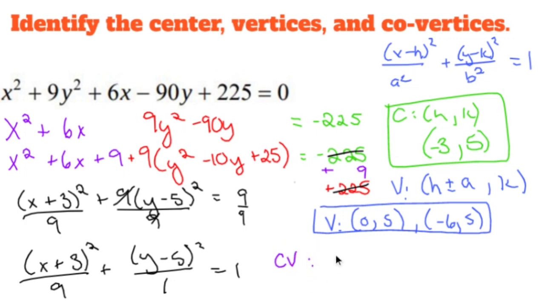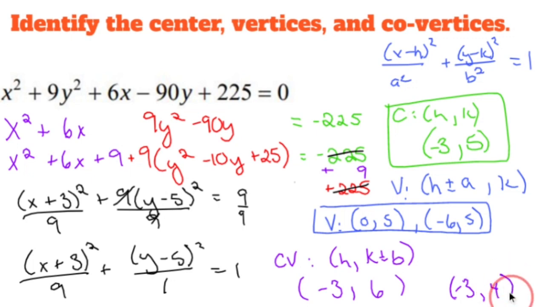My co-vertices are given by the formula (h, k plus or minus b). We already know what h and k are. b is going to be the square root of 1, which is 1. So my co-vertices are going to be h, which is negative 3. My k is 5, so 5 plus 1 is 6. And negative 3, 5 minus 1 is 4.